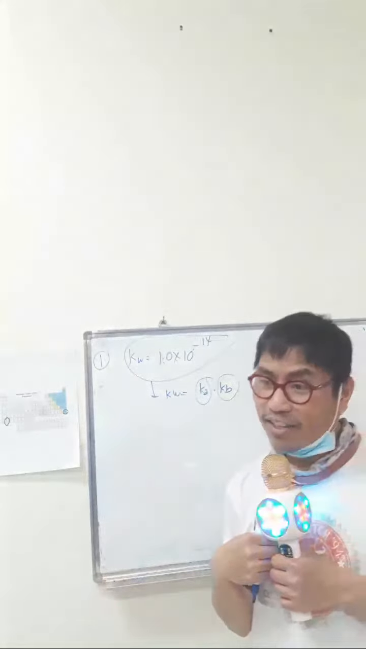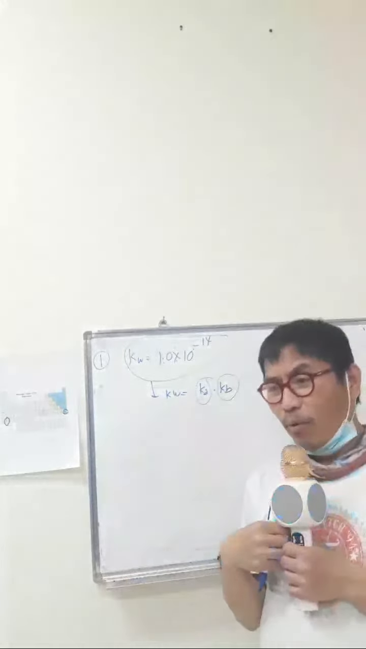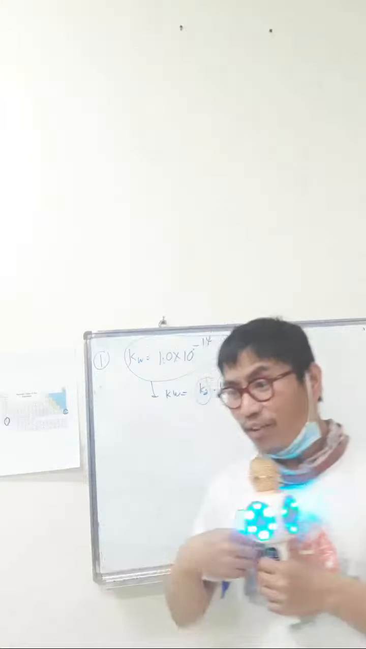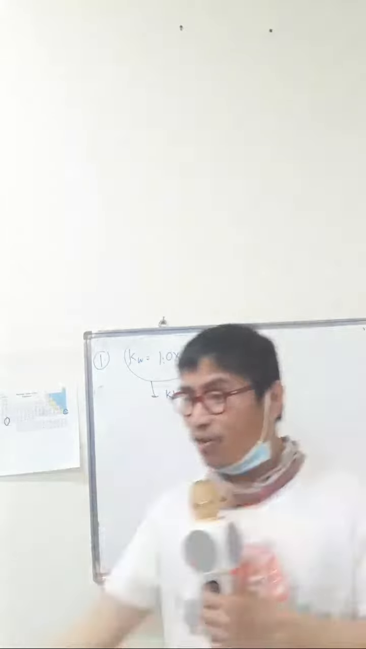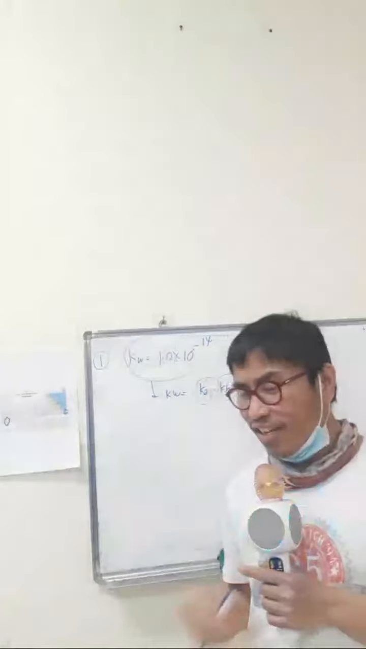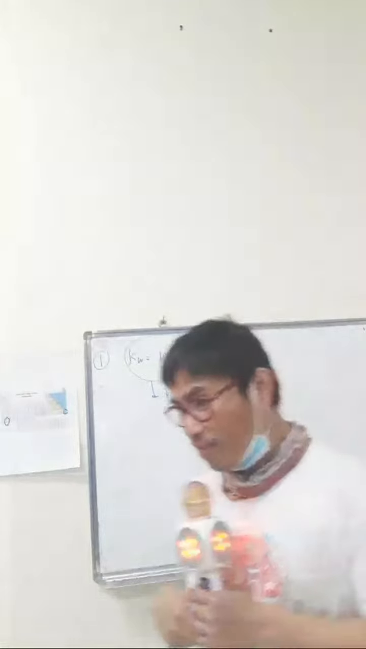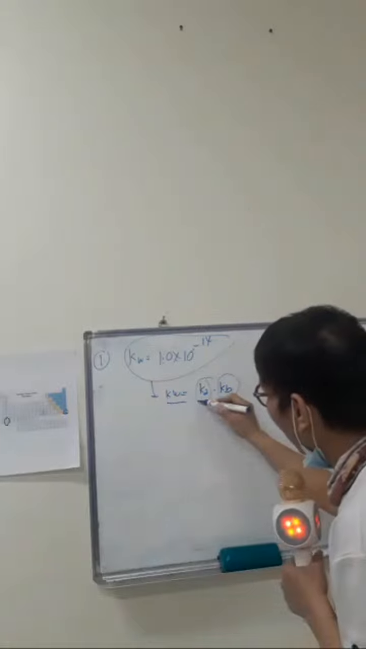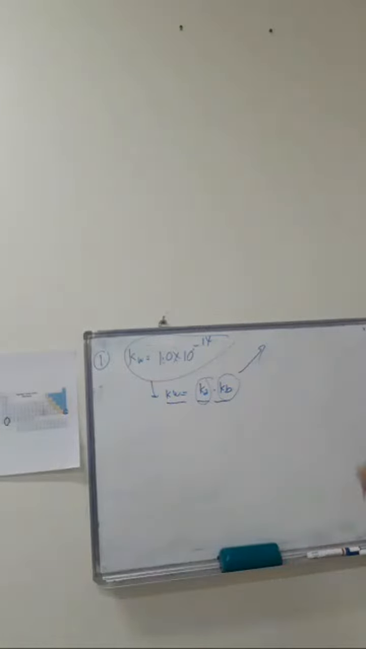Just like electronegativity, right? If, for example, chlorine is highly electronegative, instead of giving to someone, it will direct it back to itself. That is the electronegativity process. You get the point? So Kw is equal to Ka times Kb.